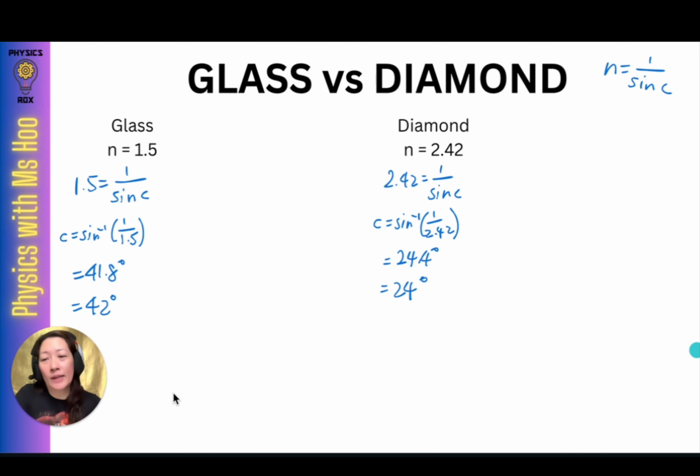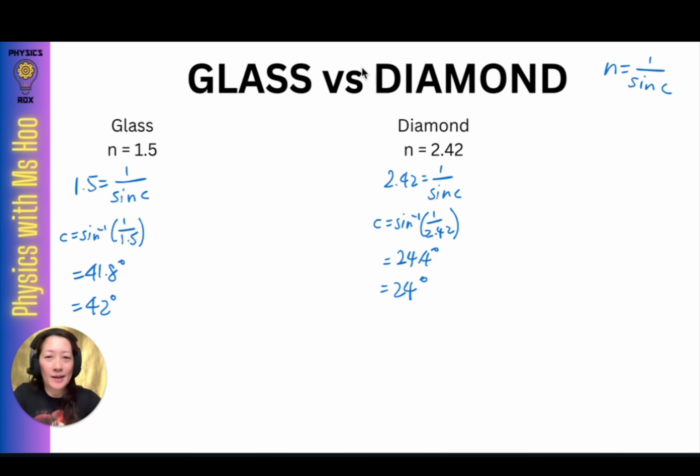So what do these calculations show us? You can see that the greater the refractive index value, the lower the critical angle. So why is this relevant? Because the critical angle determines how easy it is for total internal reflection to occur within that medium.